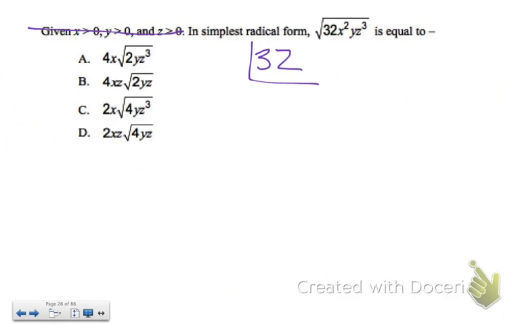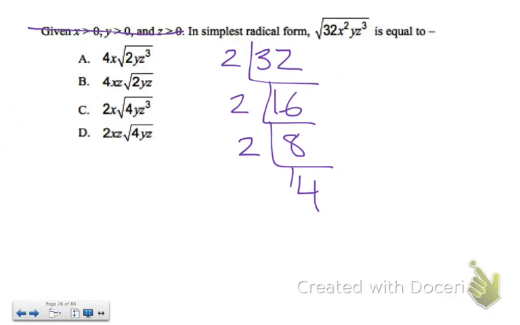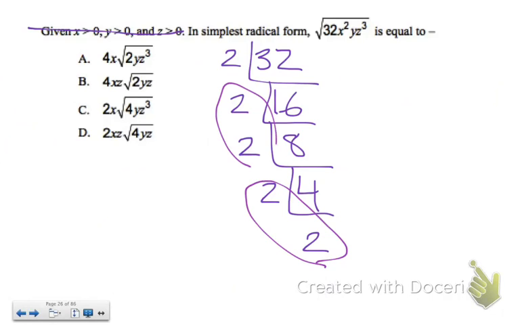So 32 is divisible by 2, we get 16. Now you have to be very careful because those twos, and this one's left by itself. So 2 2's come out, 1's left underneath. So the number part should look like 4 times the square root of 2.